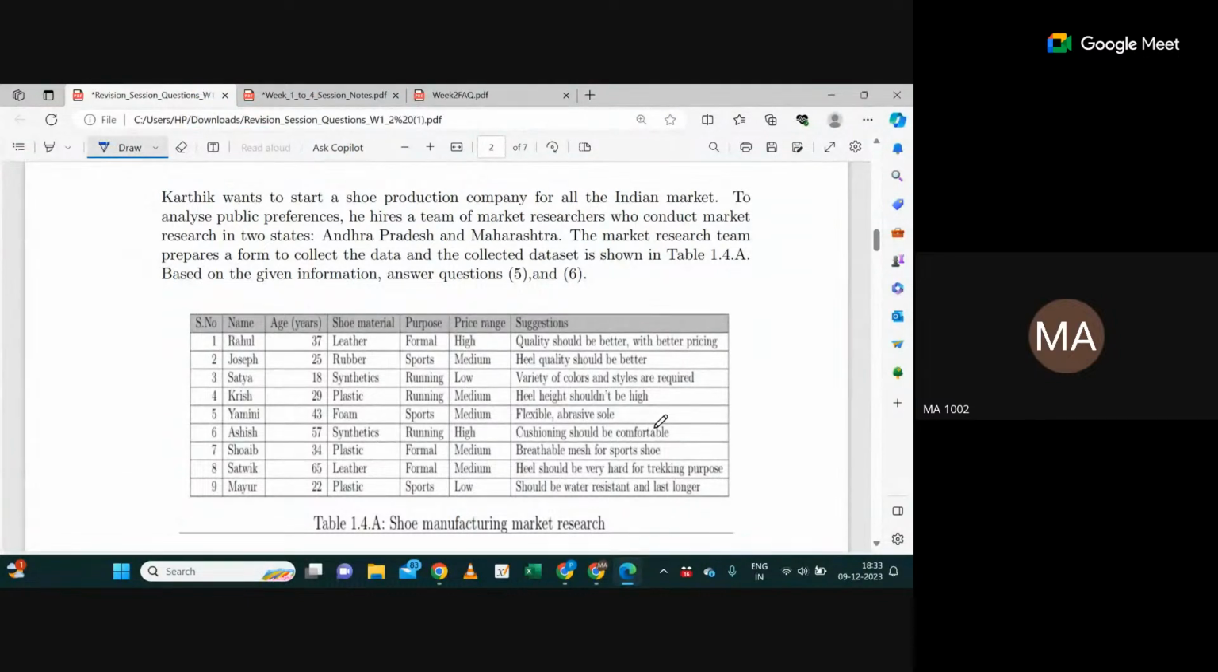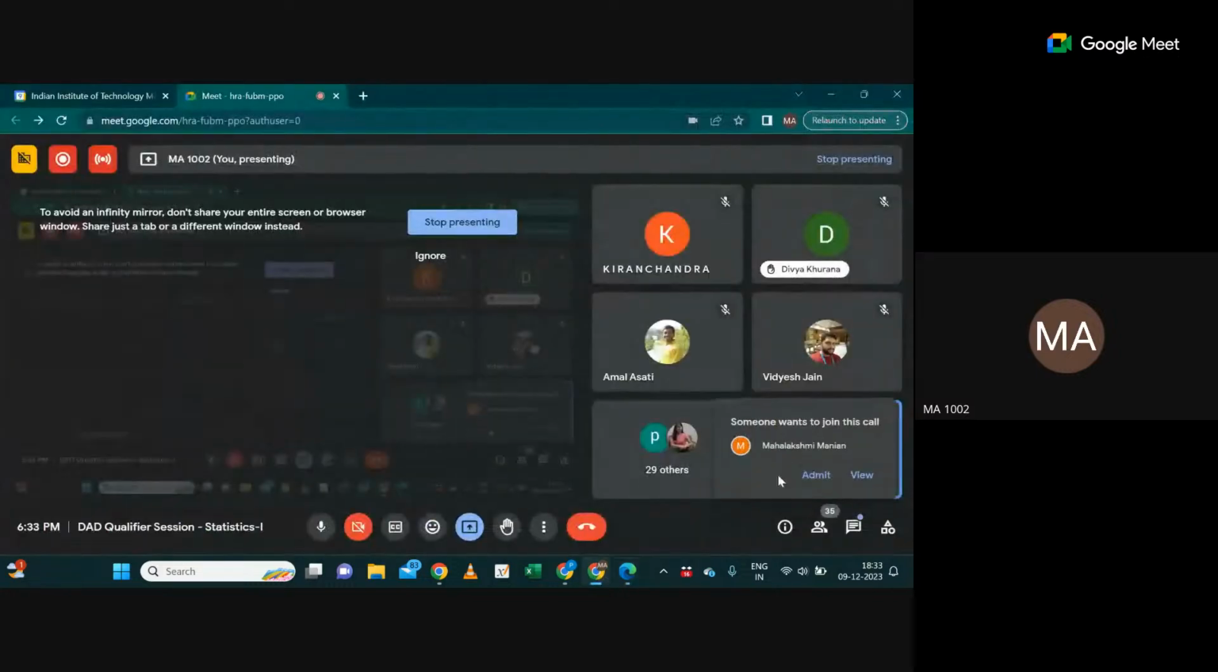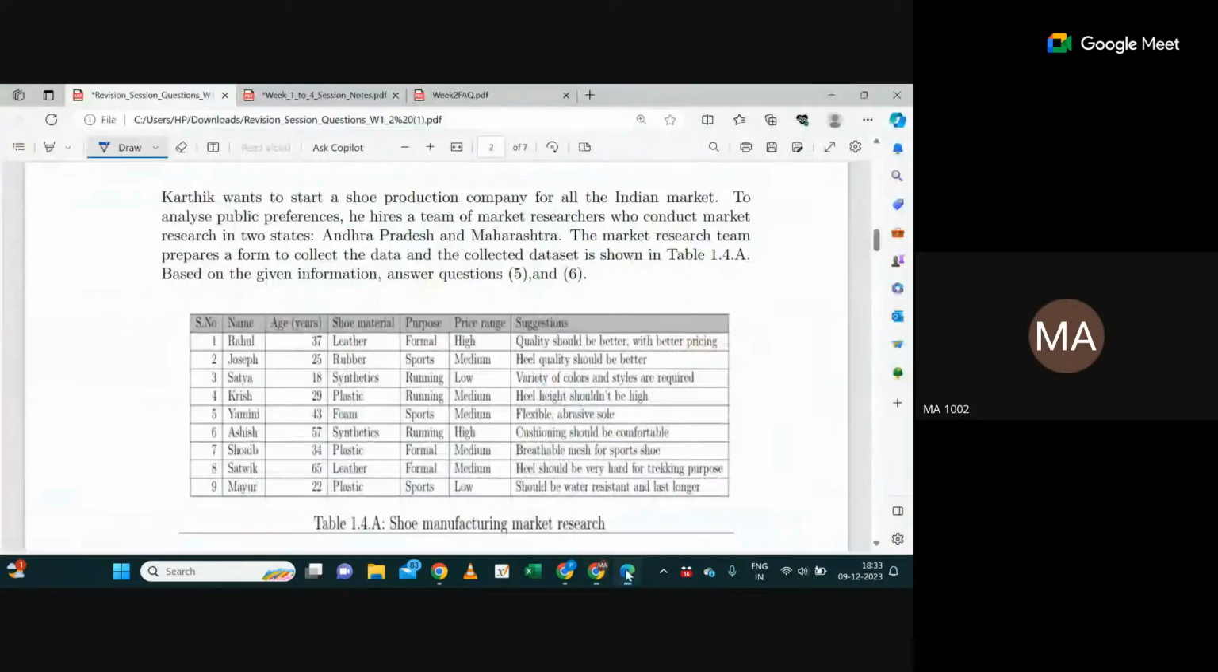So to analyze the public preferences, he hires a team of market researchers who conduct the market research in two states, Andhra Pradesh and Maharashtra. The market research team prepares a form to collect the data, and the collected data is shown in the following table. Based on this information, we have to answer some questions. Here the table has name, age, shoe material, purpose, price range, and suggestions.